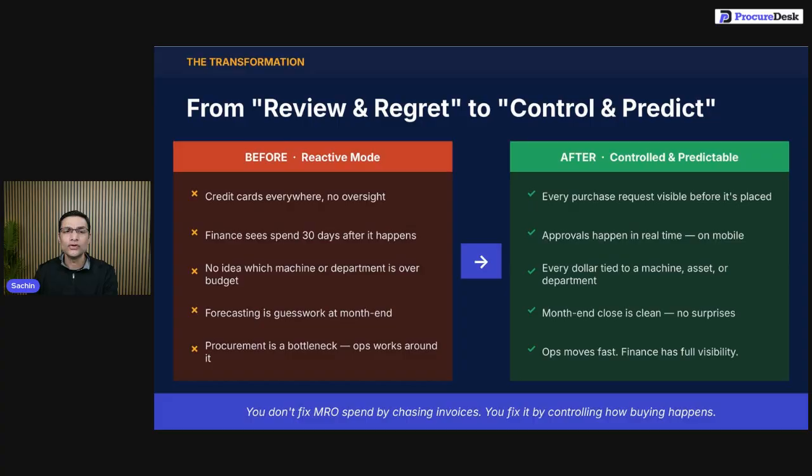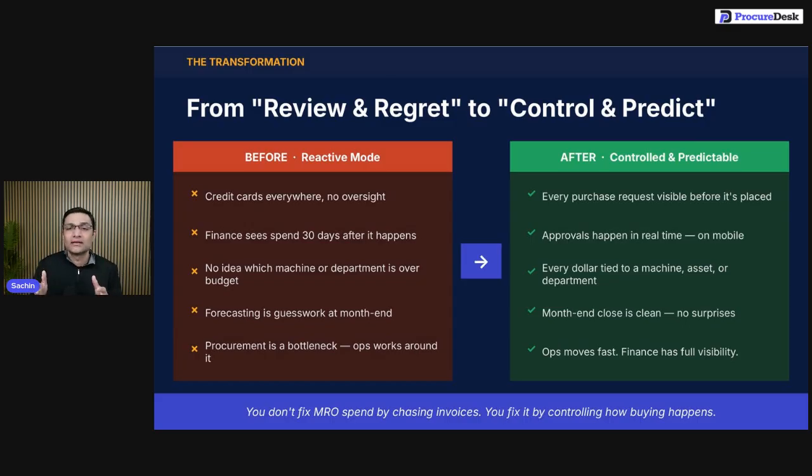So if you do all that, what does it look like? We call it going from review and regret to control and predict. When you have a reactive mode, you have credit card spend all over, you can't forecast your spend, you have no idea which machine or department is spending the most. And forecasting becomes guesswork during month end. And ops work around the process.